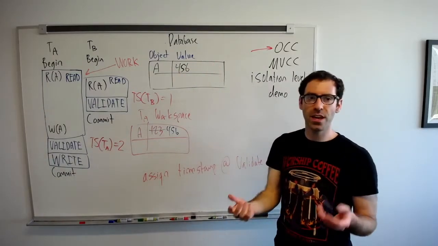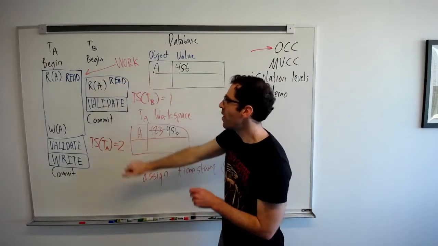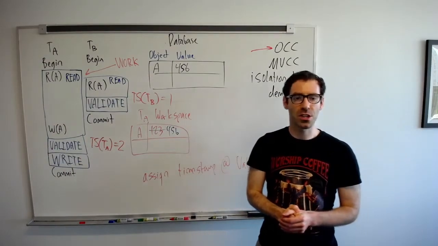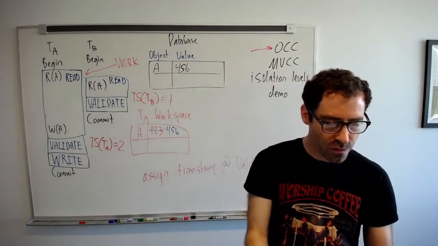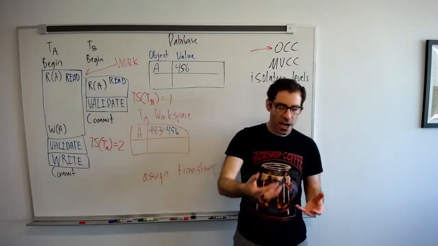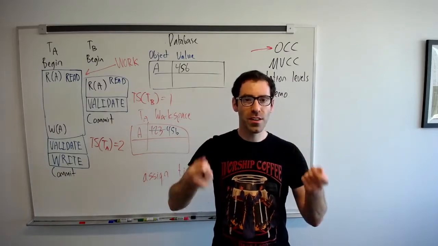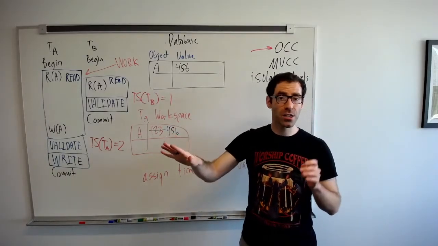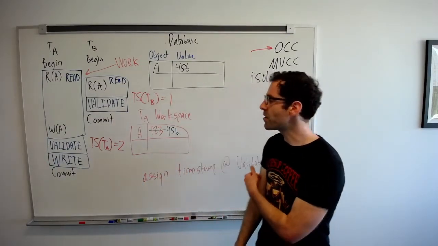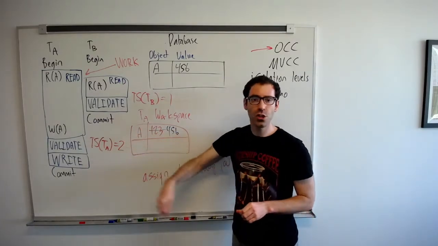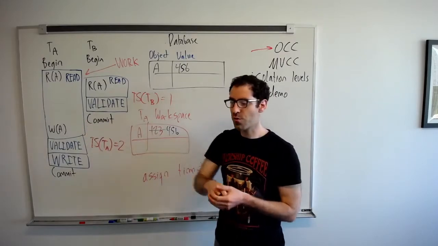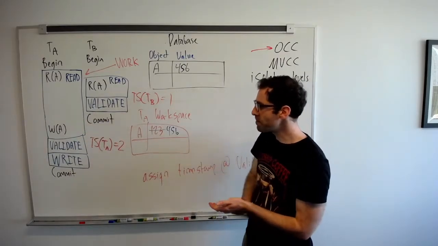So these three phases, read or work, validate, and write, are the structure of this optimistic concurrency control protocol. And as I said, at validation, we're going to check the validating transaction against all other currently active transactions, not those that already finished, not those that haven't started, but the other currently active ones. This is not the only way to do validation. You can also check only against previously committed transactions rather than those that are currently running.